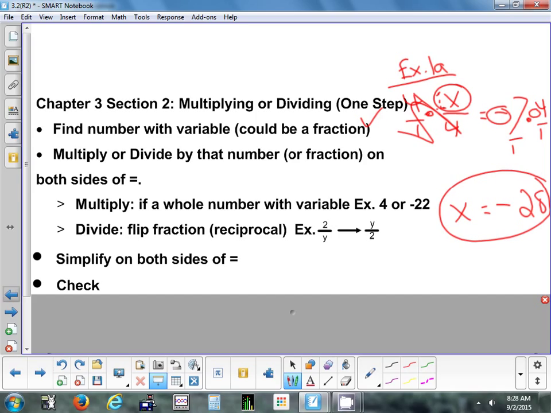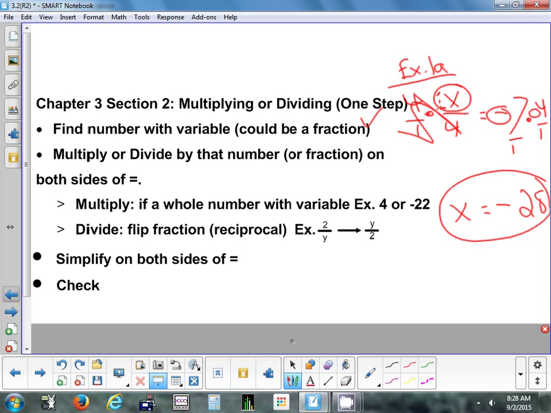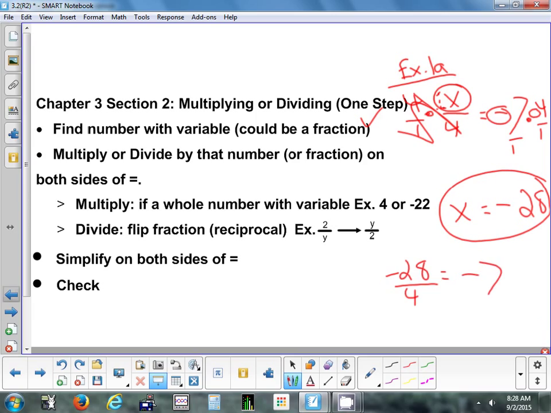Calvin, how would I set that up? What would that look like? Say it again. -28 over what? 4. On the other side? Equals -7. Calvin, what's this mean again? What's this mean? Divide, right? What do you get when you do this and this? -7. Awesome. -7 equals -7. It checks out. All right?